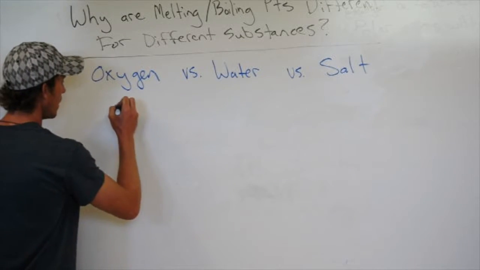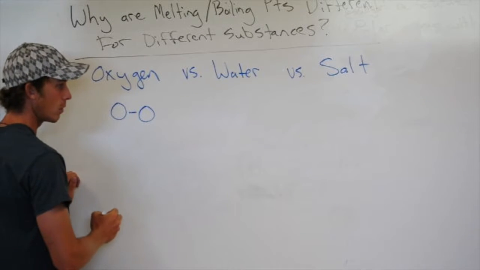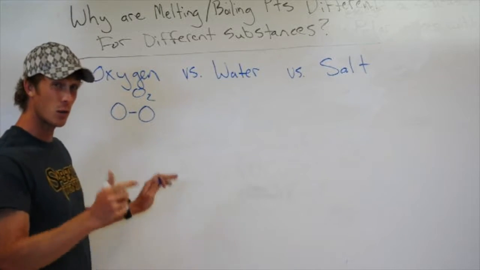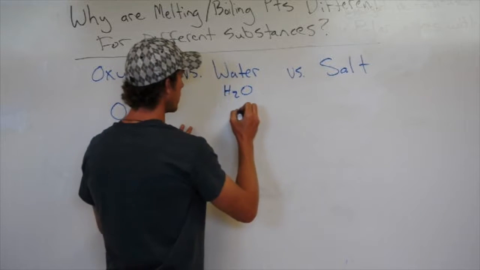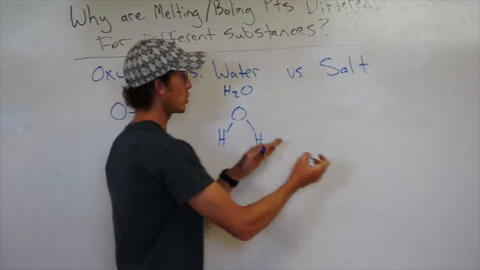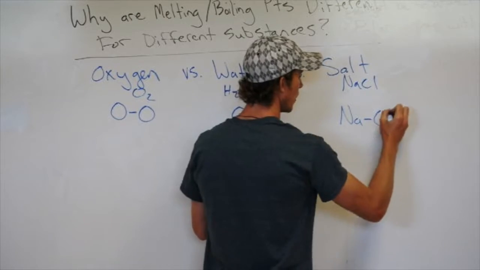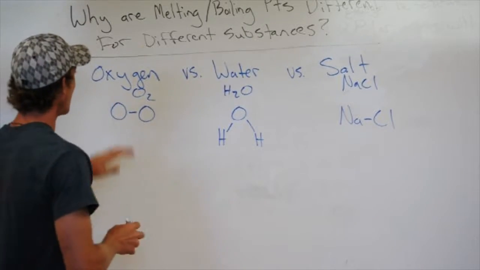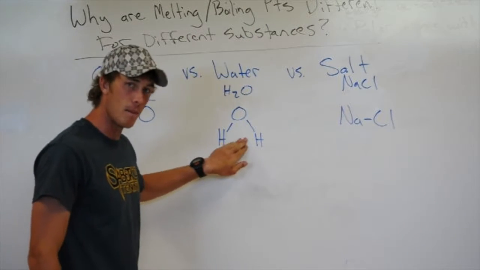So oxygen is one oxygen bonded to another oxygen. Okay? So it's O2. So oxygen bonded to another oxygen. Water is H2O. And I've drawn this before. You have oxygen here bonded to a hydrogen. Okay? And salt, which is NaCl, is simply just Na bonded to a Cl. Okay? Now, the whole idea you got to remember is melting and boiling points isn't separating the elements.